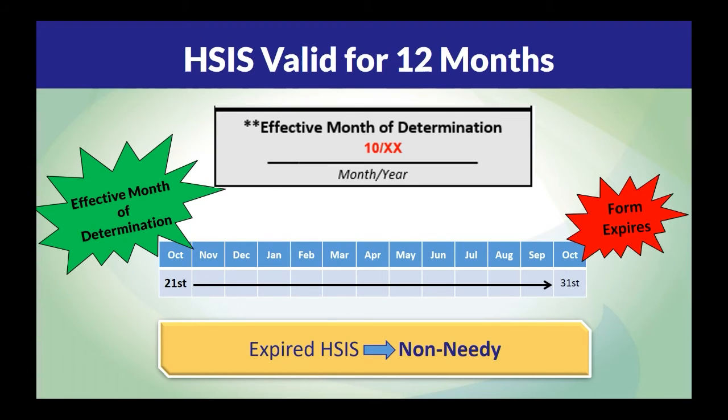When an income statement expires, the free or reduced eligibility expires, and you can no longer claim that participant as free or reduced. You must collect a new income statement from the household. And if you do not obtain a current income statement and the one that you have is expired, you must count that participant as non-needy until a new income statement is on file.